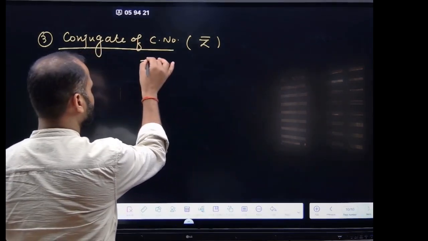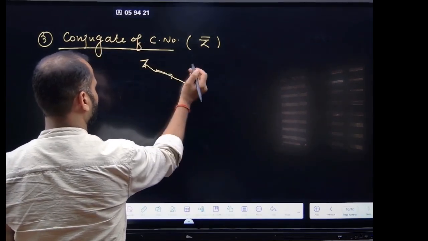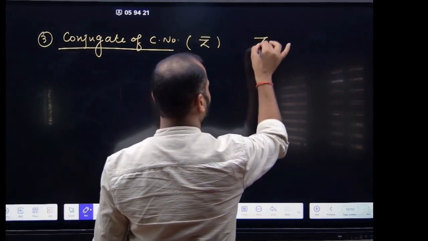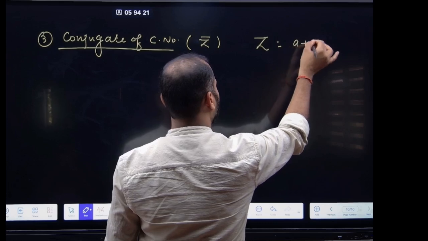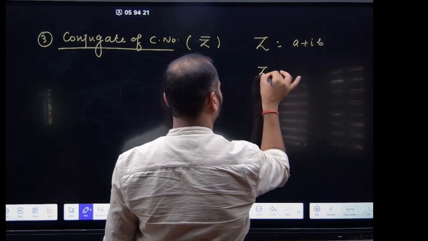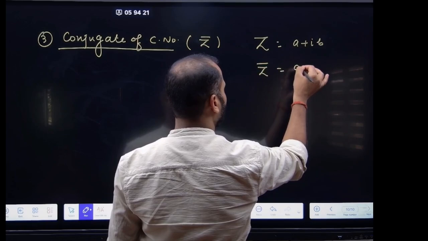If you have z, let it be, is equal to a plus iota b, how to write z bar, the conjugate? Just change the sign of the iota term.